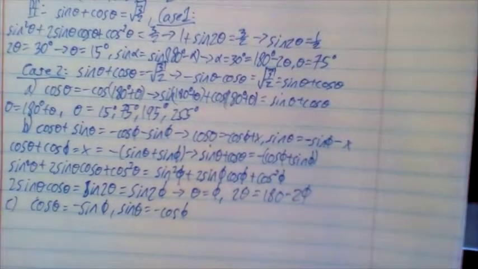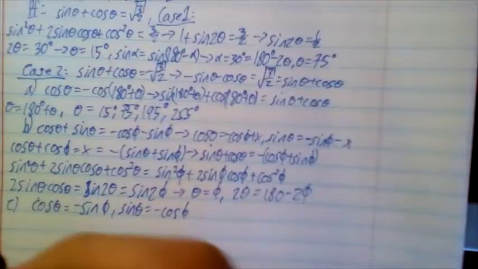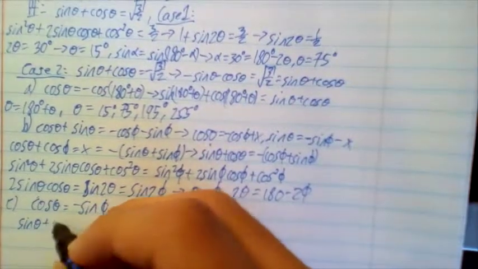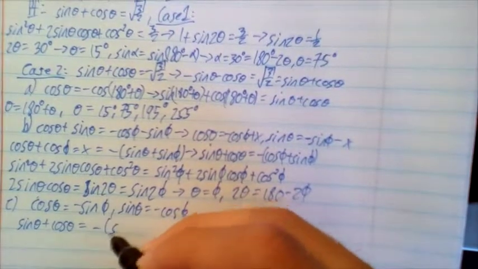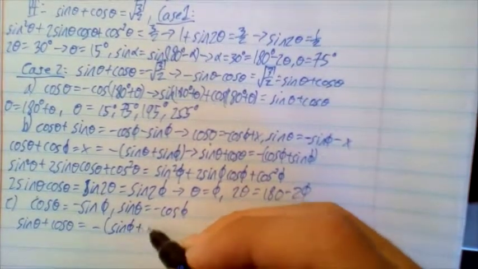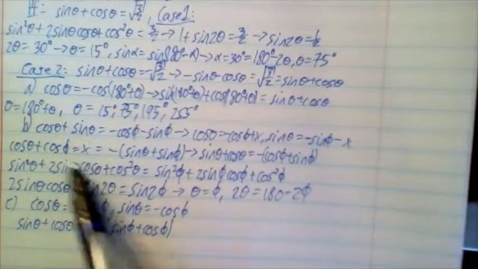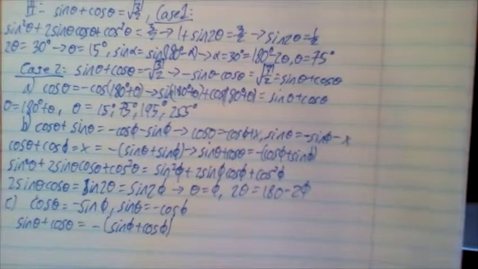All we have to do now is just add and square. We add this equation to that equation, and we get that sine theta plus cos theta is equal to minus (sine phi plus cos phi). If we square it and do the same thing we did over in part B, we get the same thing. Phi is not distinct from theta.